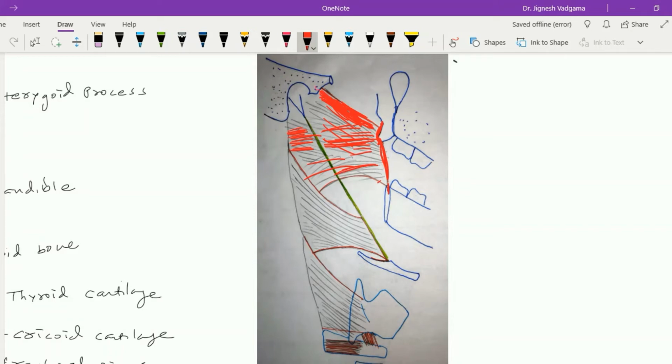And the lower fibers pass downward and are overlapped by the middle constrictor muscle, and they are going to insert on the median fibrous raphe as far below as the vocal fold.